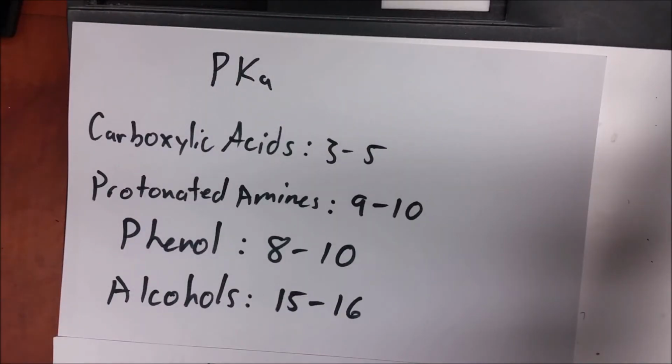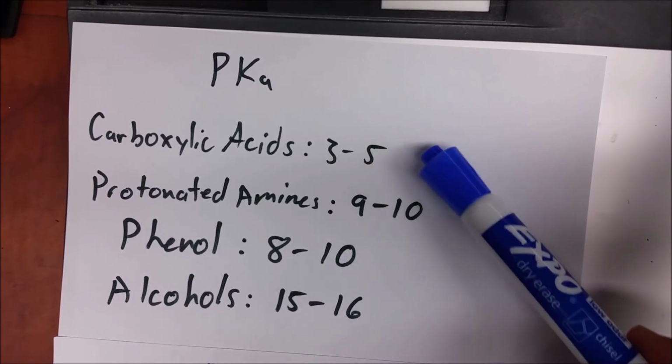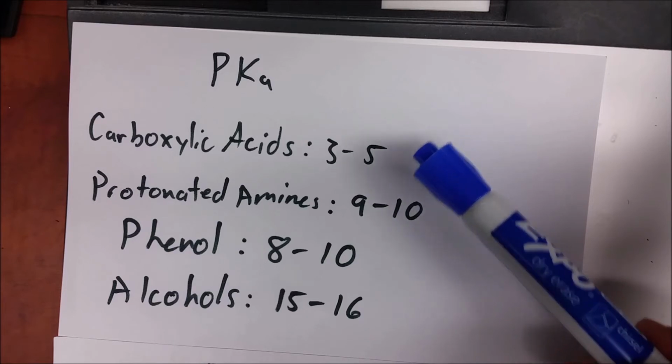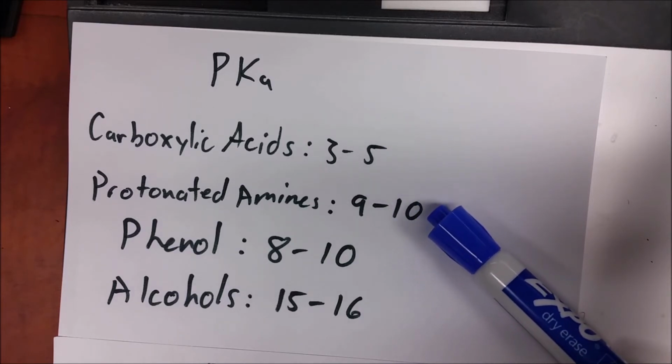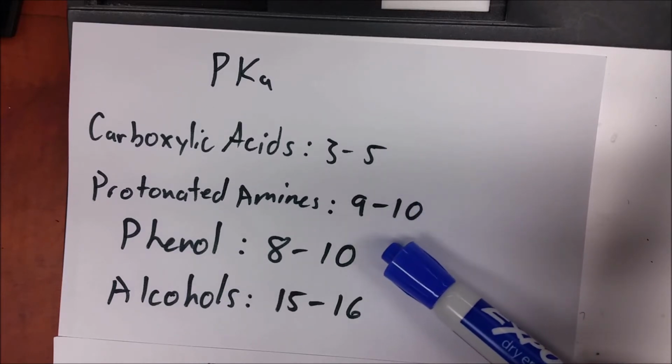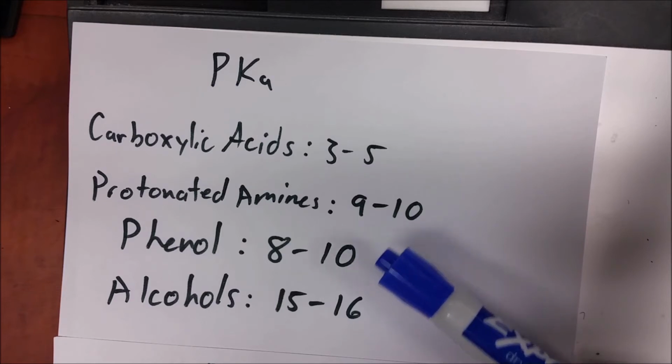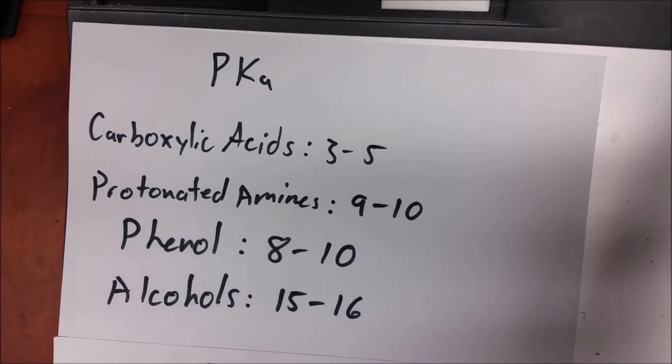So now that we found out how our molecule is affected by pH, unless you're testing each one of these molecules out in lab, there's just a general pKa table you might want to memorize, which is: your carboxylic acids have a pKa from 3 to 5, your protonated amines have a pKa from 9 to 10, phenols have a pKa from 8 to 10, and alcohols have a pKa from 15 to 16. So what affects these different pKa's?